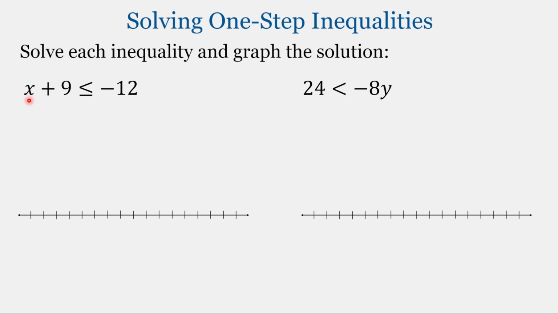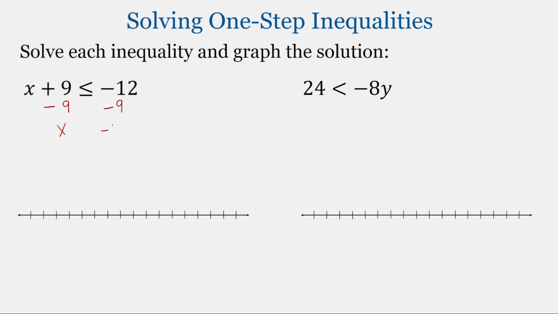So using the concept of inverse operations, the inverse operation of addition is subtraction. So we're going to subtract 9 from the left side, resulting in x on the left-hand side of this inequality. But what we do to one side of an inequality, we have to do to the other. So we need to subtract 9 from both sides.